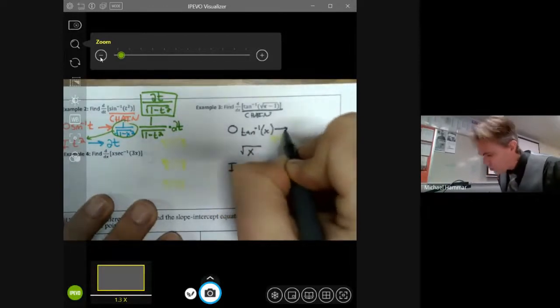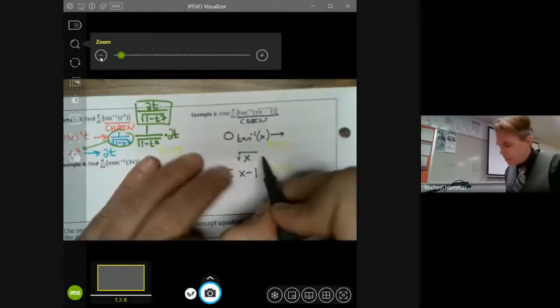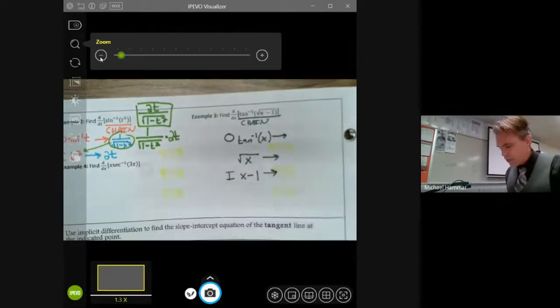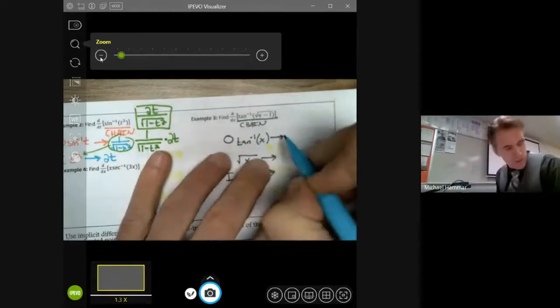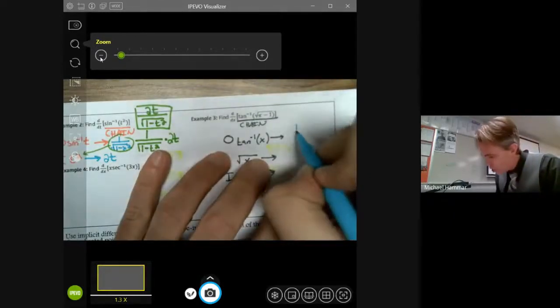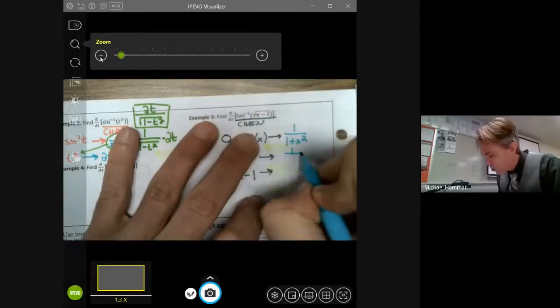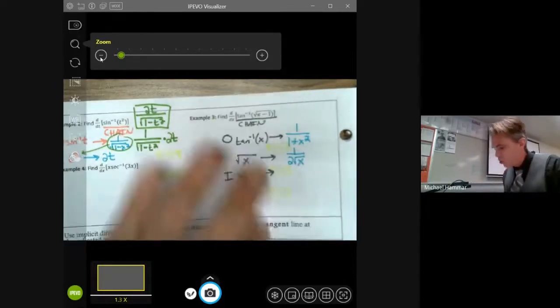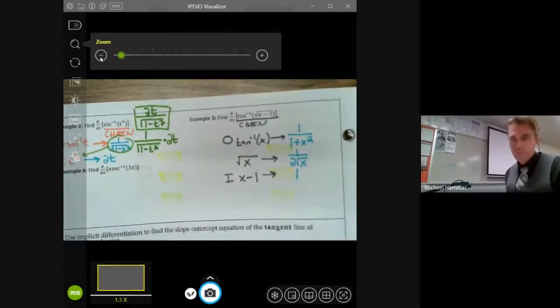So, again, you have to have your rules memorized. So let's take the derivatives of each of these things, and then we'll plug in all of our values. So the derivative of tangent minus 1 is 1 over 1 plus x squared. Okay? And then, of course, the derivative of the square root of x is, we have seen this so many times. It's 1 over 2 times the square root of x. And, of course, the derivative of x minus 1 is 1.